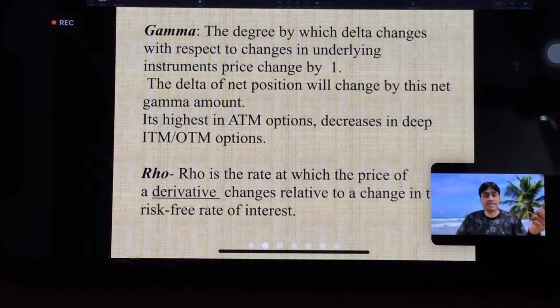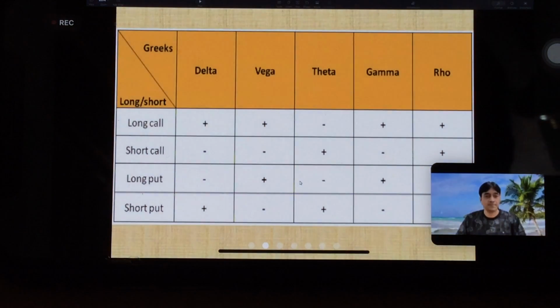Rho is the rate at which the price of a derivative changes relative to a change in the risk-free interest rate. So it is an interest-rate-dependent thing. It's not going to hamper the option price much, because interest rates change only when the RBI comes up with economic policy. So day to day, we do not consider Rho for any of our calculations.